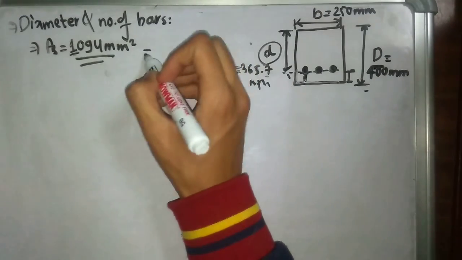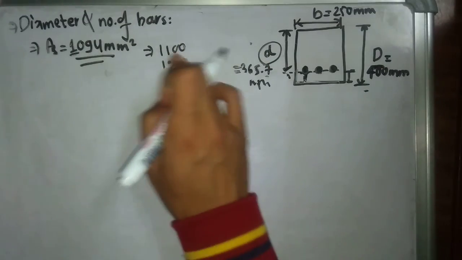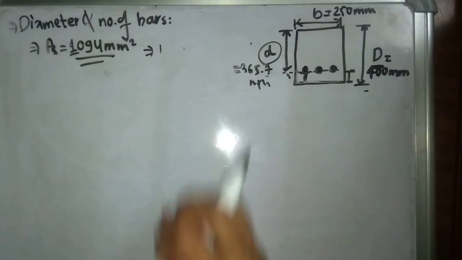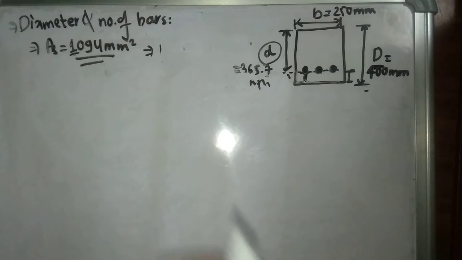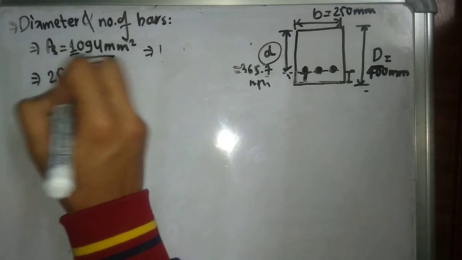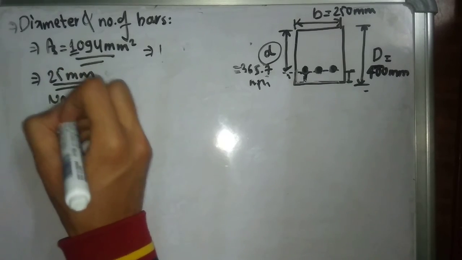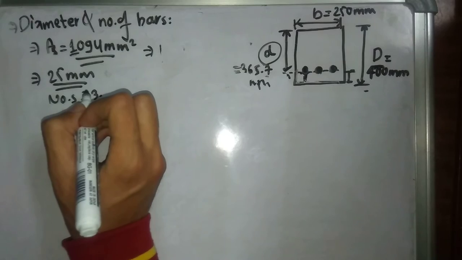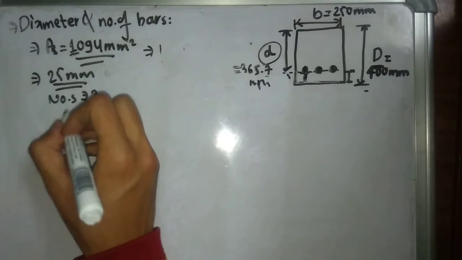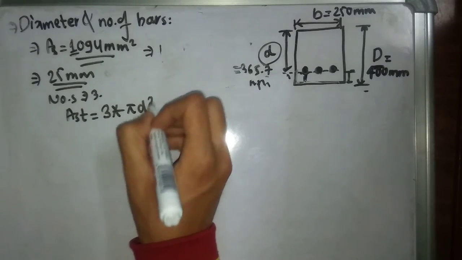So we can design for something like 1150, so on, or we can design for a little less as well, like 1050, 1060, 1080, so on. So what we're going to do is a complete hit and trial. So let's see, if I took 25 mm bars, and if I provide 3 numbers of it, my area of steel in this case is going to be 3 into pi d square by 4.